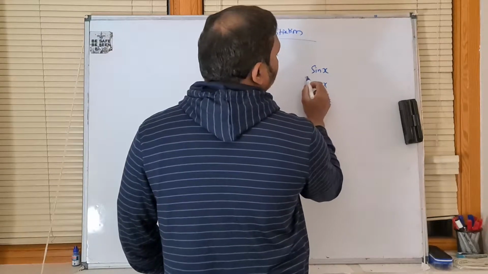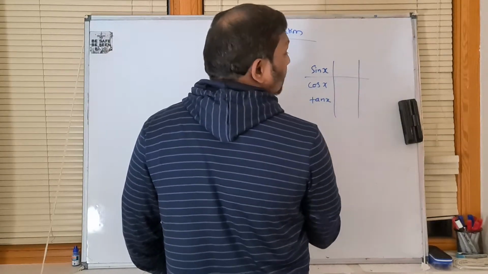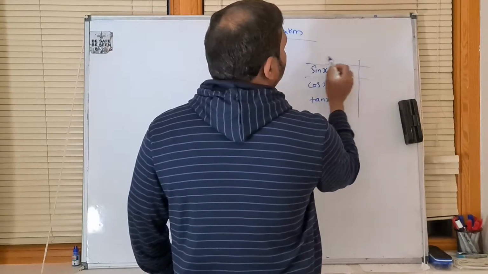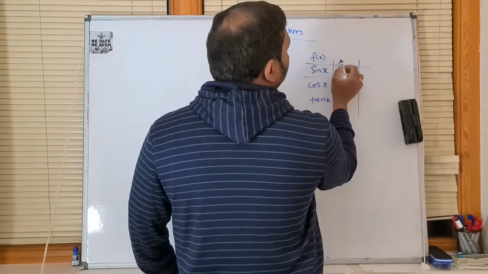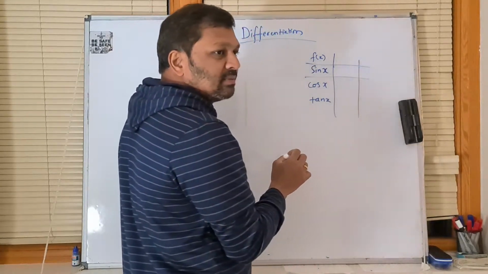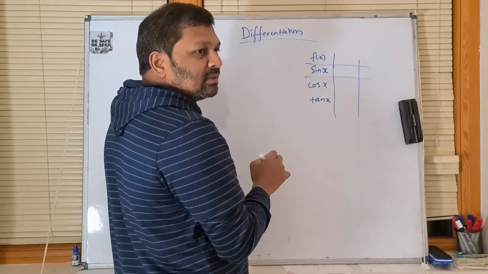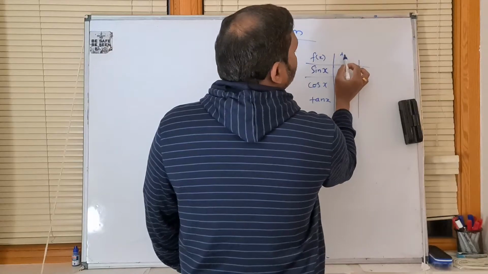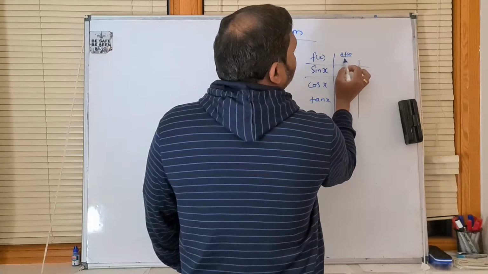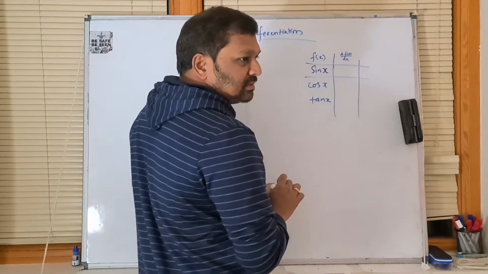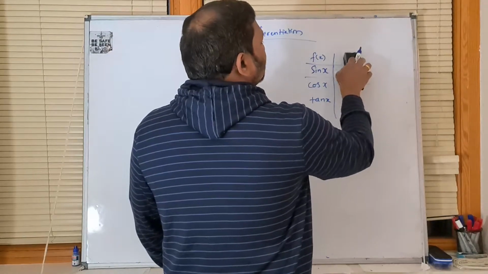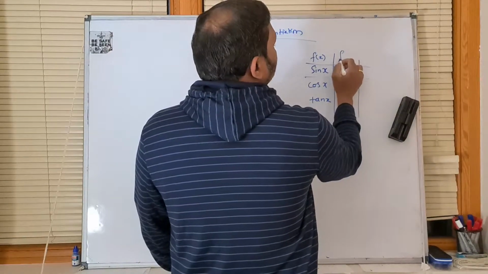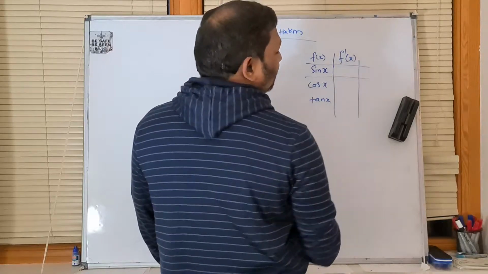Differentiation of sin x is... say for example, assume this is f of x, then the differentiation of f of x will become f dash x. That's a notation being followed. Or else you can also put dy by dx, or d f of x by dx. That's one way. Alternatively, you can put f dash x. f dash x is the differentiation of f of x.